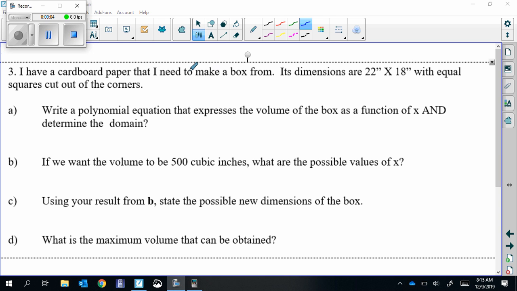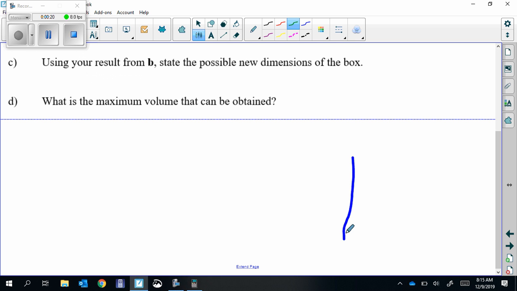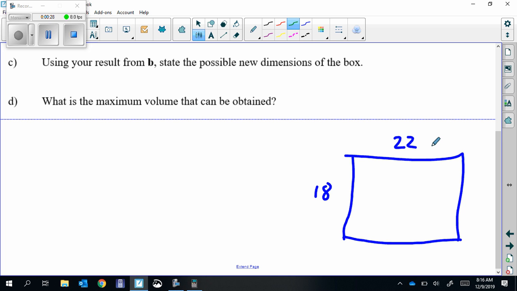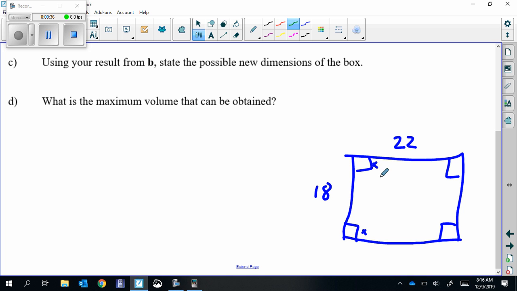Ceramic cardboard box. The paper that we start with has dimensions of 22 by 18. The number one thing we've got to remember about this is when we take these dimensions, 18 and 22, you're cutting little boxes out of the corners, which means you're cutting x on both sides. You're cutting it on the top and the bottom and the left and the right.